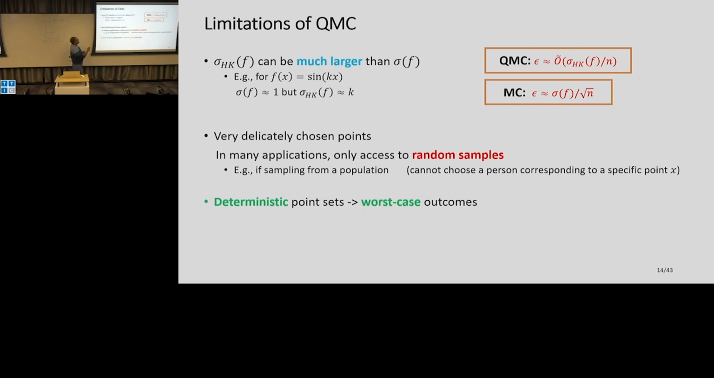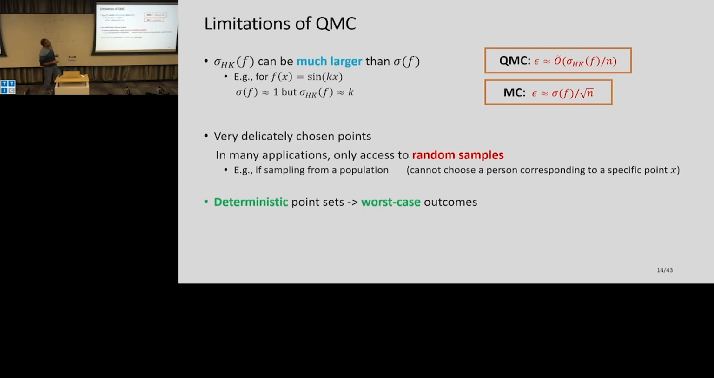Another problem with these things is that these point set constructions are very delicate. Even if you fudge them slightly, things can totally break down. They really depend on choosing points very delicately. But in many applications, this may not be possible. Maybe you're just getting random samples from somewhere, or in statistics, maybe these points correspond to picking a person from a population and doing some measurement. So I can't say, get me the person corresponding to this particular coordinate. That does not make sense. So that's one drawback. The other thing is that it's deterministic, so you can worry about worst case outcomes and so on.